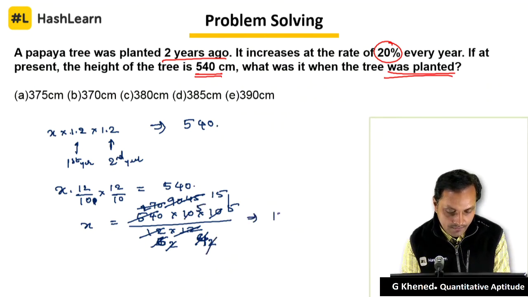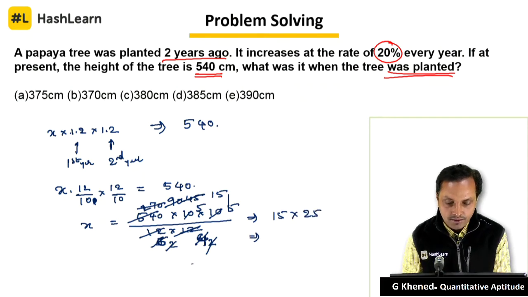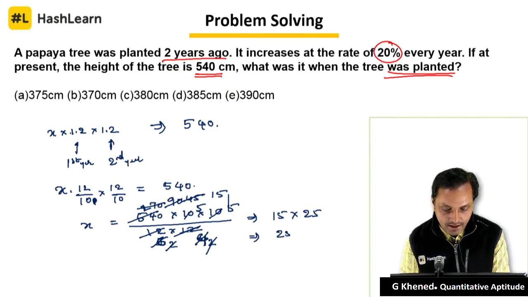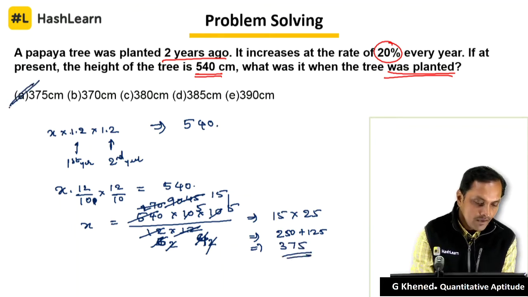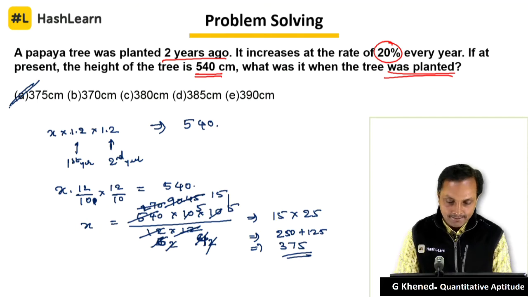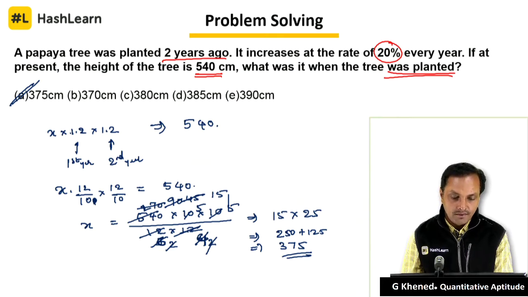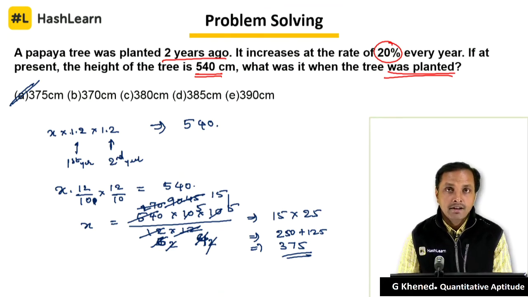So this is 15 into 25. So it's 250 plus 125. It's 375, which is option A. You know how the calculation is? 25 into 15. You can write it as 25 into 10, which is 250, and half of that is 125. The total will be 375, which is your option A.